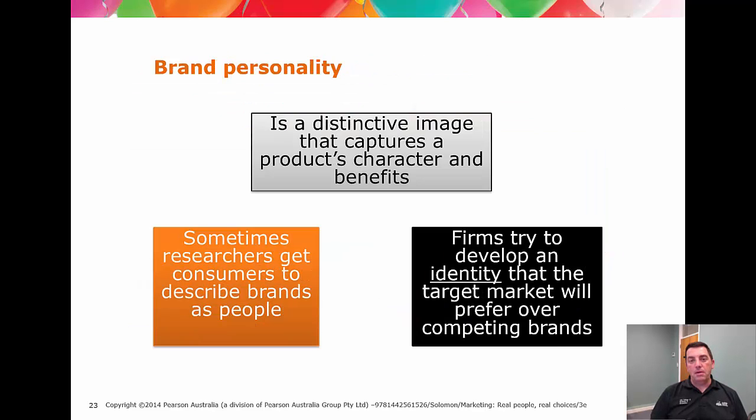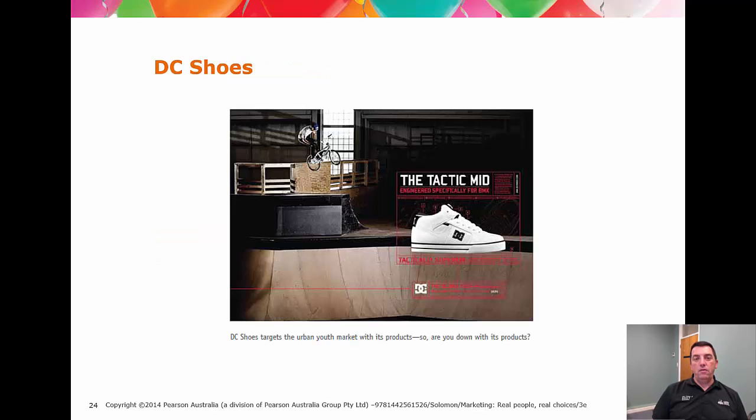Now, this is leading to a bit of development of theory on brand personality, because this way we can develop a distinctive image, which in itself then becomes a competitive advantage, which really talks about the character and benefits of the brand. So we're developing a way for the consumer to identify a brand based on its personality, which makes positioning that brand a lot easier in the mind of the consumer. For example, we've got DC shoes here, which really are positioned far, far differently to, say, Nike when it comes to how the consumer may perceive and think about shoes.